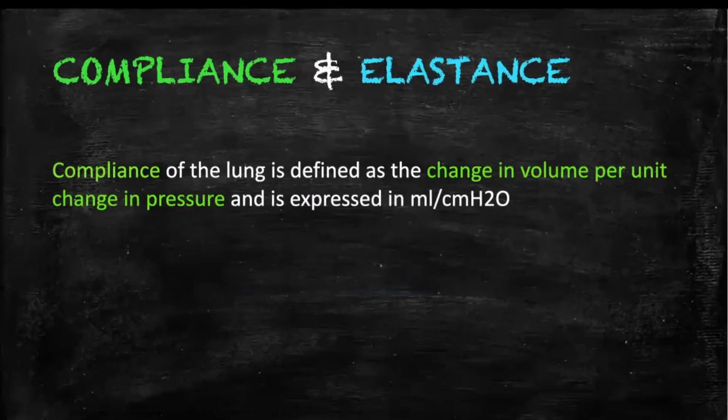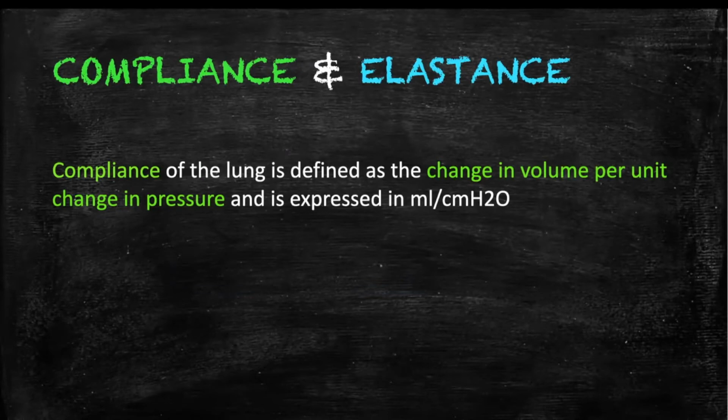Compliance of the lungs is defined as the change in volume per unit change in the pressure. It is expressed in ml per centimeters of water. It is very easy to understand. If there is a good change in the volume for every unit change in the pressure, that means the lung is nicely compliant. If there is less change in the volume per unit change in the pressure, the lung is poorly compliant.